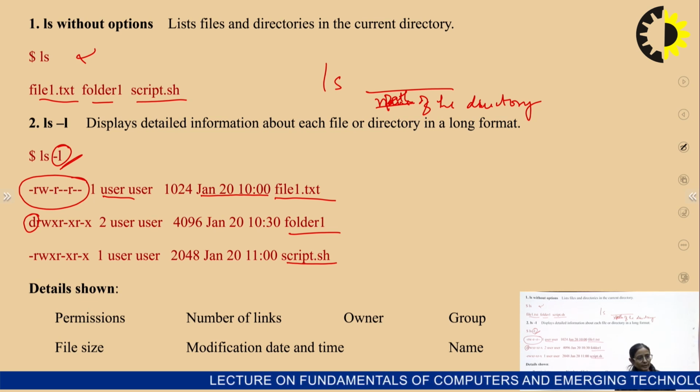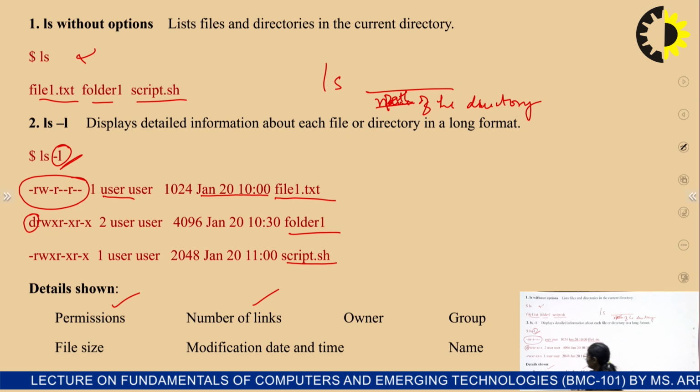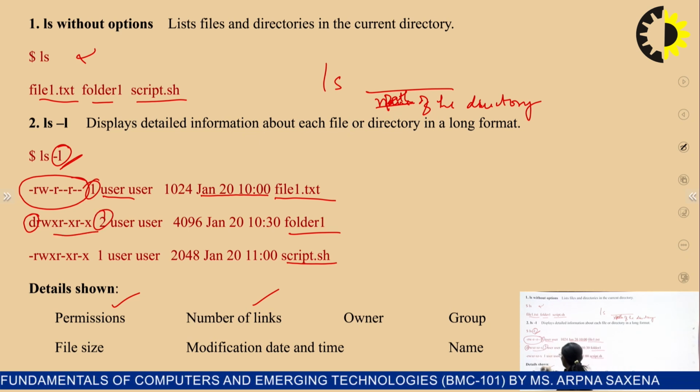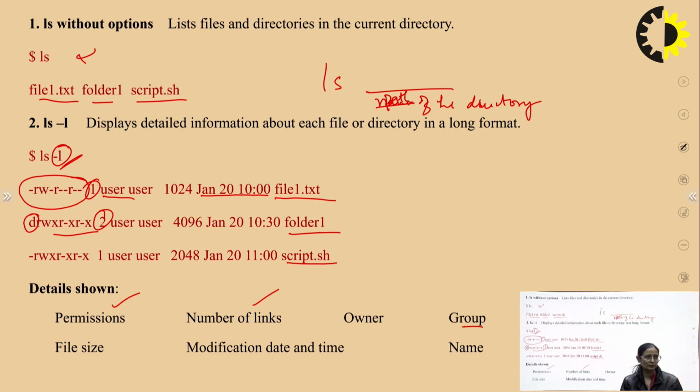So what details are shown with l? The very first is the permission, then the number of links. Here I have 2 links, here I have 1 link. Then the owner ID, then the group ID, the file size, the modification date and time, and the name of the file. This is the detailed information shown with the help of flag l.